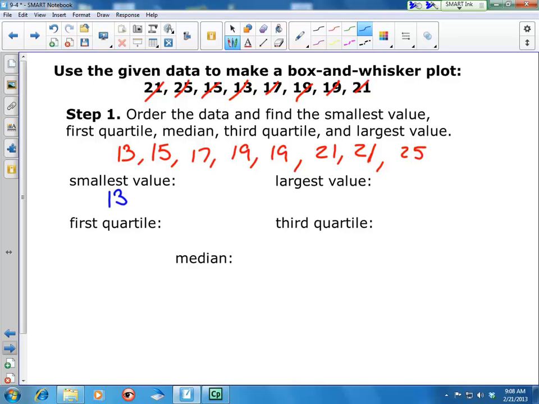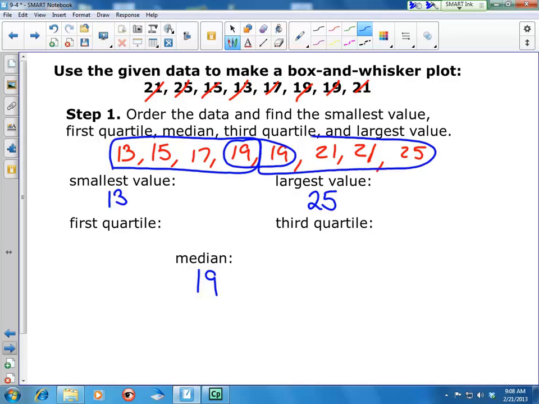13, easy enough. What's our biggest? Yeah, 25. Easy enough. All right, now let's find our median, which looks like, yeah, 19 plus 19 divided by 2, which kind of works out well for us because that's 19. Now, since there's not a true median, now we have to find our median for this set and our median for this set.